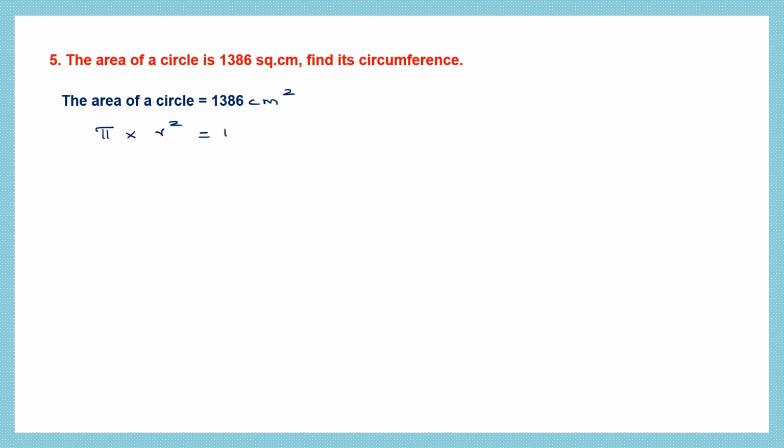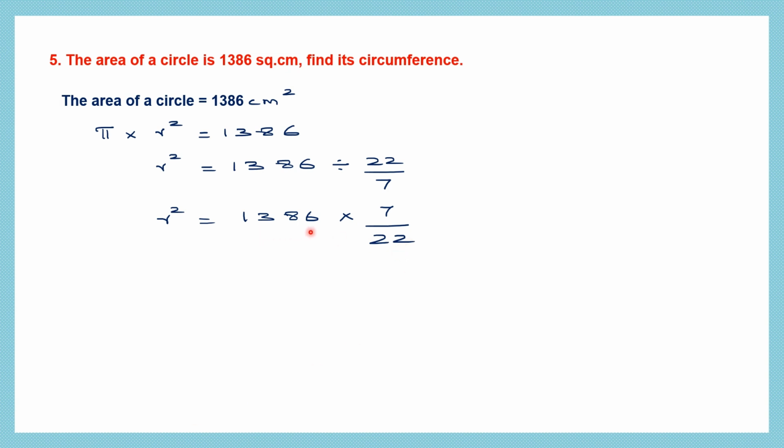So that is equal to 1386 centimeters square. Now we're going to find r square, and that is 1386 divided by pi. What is pi? Pi is 22 by 7. So r square is equal to 1386 into 7 by 22. Now let's cancel 22 and 1386. This is divisible by 2, isn't it? And it's also divisible by 11. So 11 twos are 22.